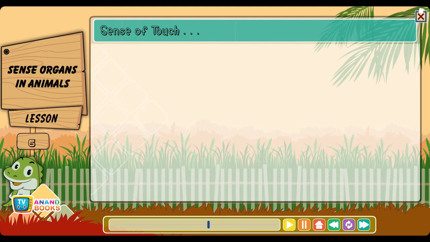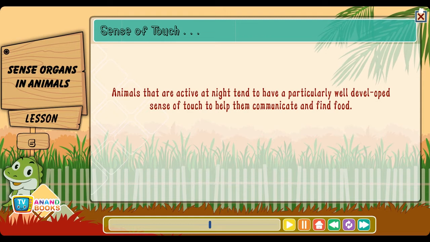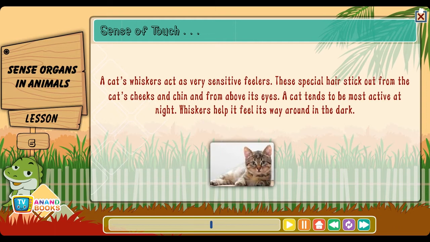Sense of touch. Animals that are active at night tend to have a particularly well-developed sense of touch to help them communicate and find food. A cat's whiskers act as very sensitive feelers. These special hairs stick from the cat's cheeks and chin and from above its eyes. A cat tends to be most active at night. Whiskers help it feel its way around in the dark.